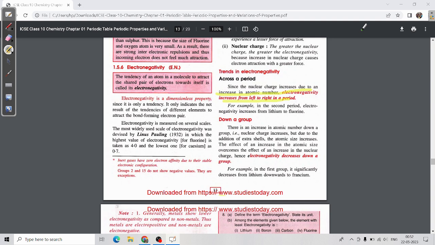So, and the atomic size will also increase. So we can say here that down a group, if we go, electronegativity will decrease. Okay, now we will move on to the next topic.